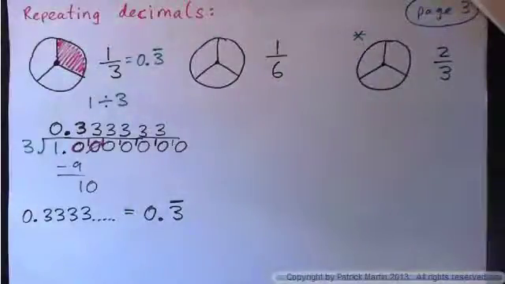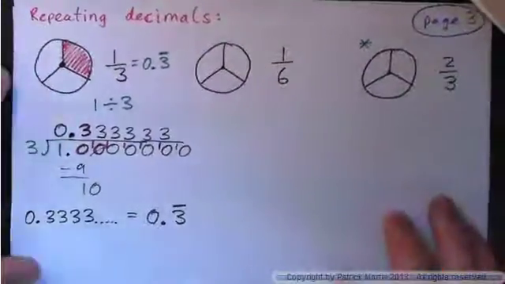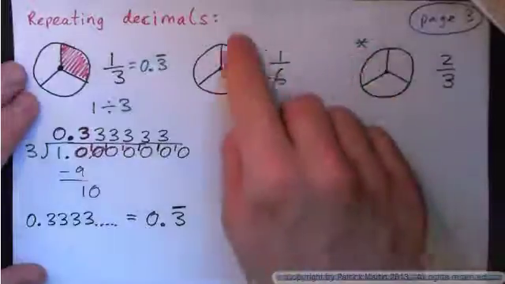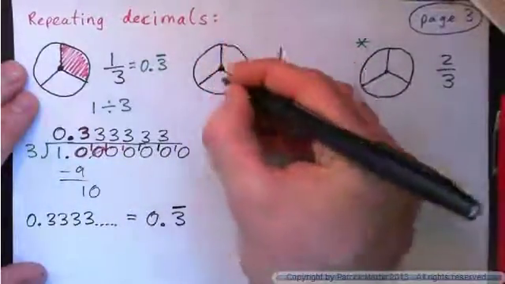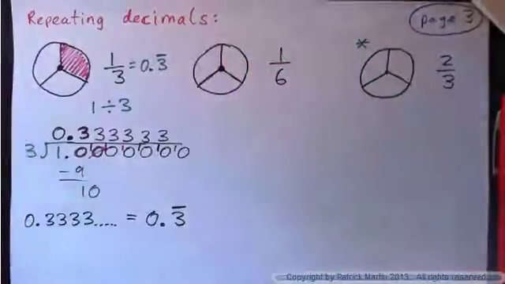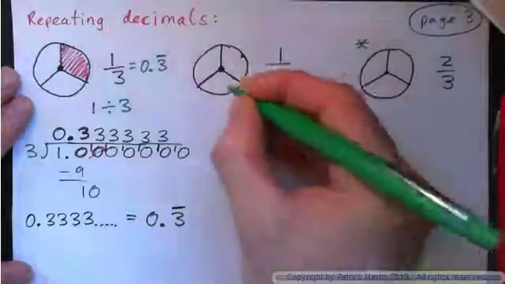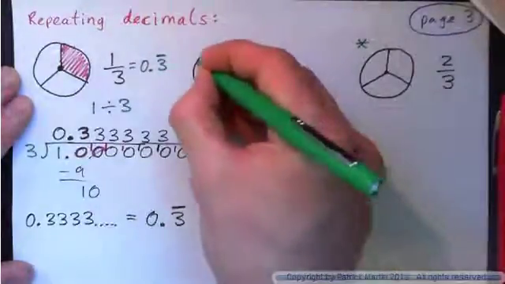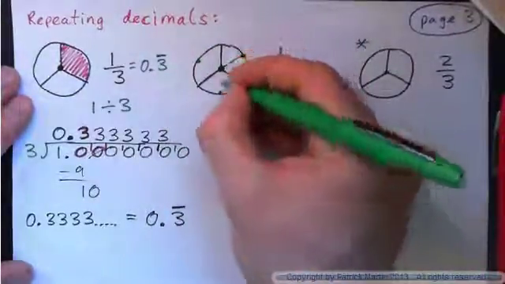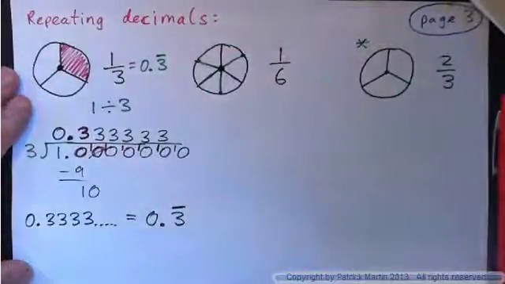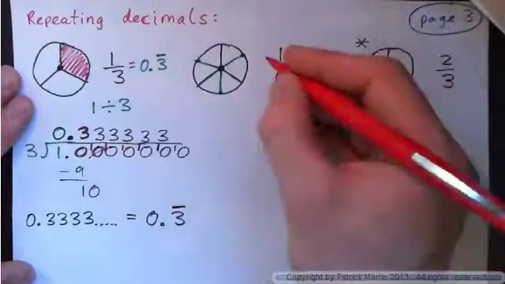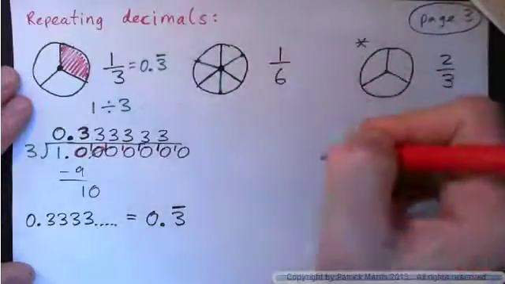Now let's look at 1/6. I'm going to get you to just draw a circle, put a dot in the middle, split it into thirds. Now if I want sixths, I just split each third in half, right? Like that. So that is split into 6 equal parts, and I want you to shade 1/6 of this circle.